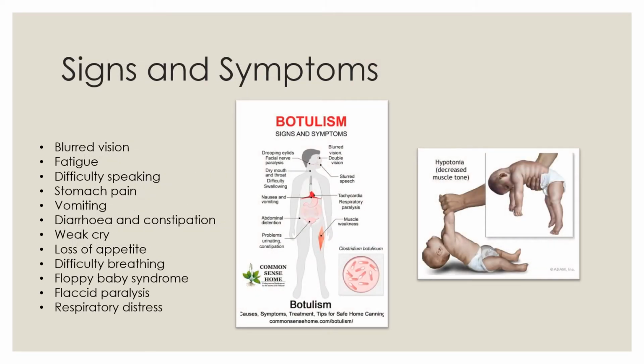In adults, botulism first presents as blurred vision, fatigue, and difficulty speaking and swallowing. Digestive issues may also be present in the form of stomach pain, vomiting, and diarrhea or constipation. In infants, botulism is characterized by a weak cry, a loss of appetite, difficulty breathing, and reduced movement and support of limbs. This is also referred to as floppy baby syndrome. Patients with botulism do not have a fever and are not affected cognitively by the illness. As the illness progresses, flaccid paralysis and difficulty breathing will become more pronounced.